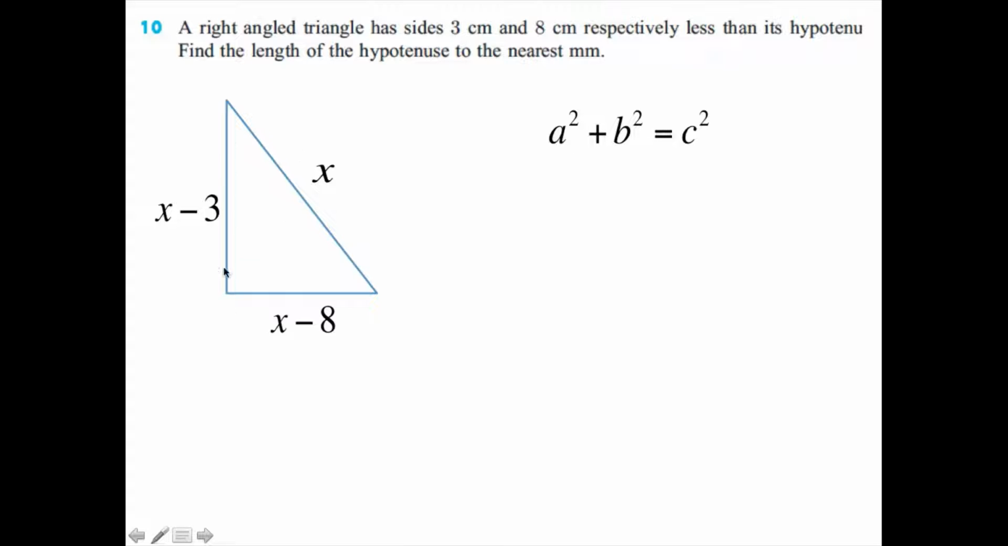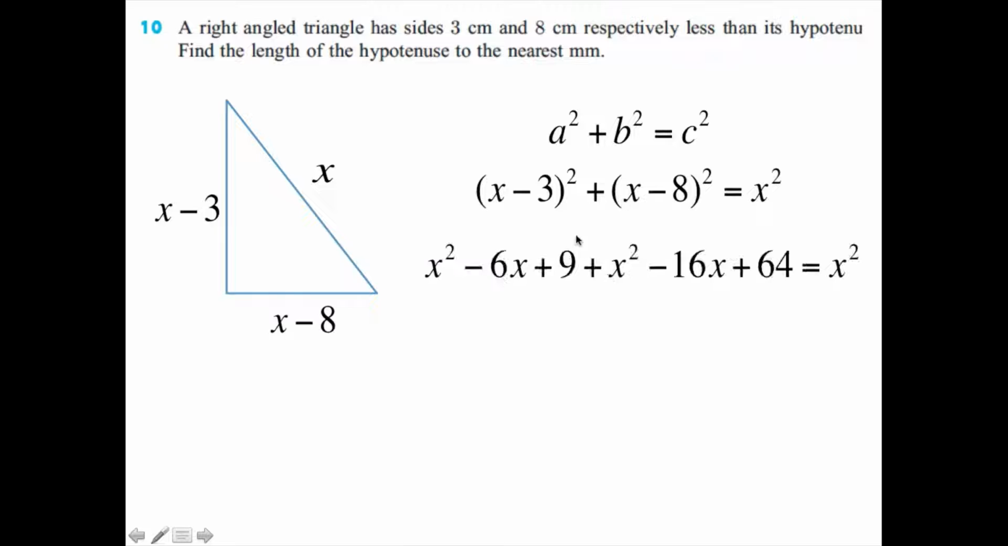So here's our a, our b, and our c, which is your hypotenuse. So a squared is this side, x minus 3 squared, plus x minus 8 squared equals x squared, the hypotenuse squared. This one I'm going to expand, this one I'm going to expand. They're both perfect squares, so they expand like this, x squared minus 6x plus 9. And this one expands to x squared minus 16x plus 64 equals x squared.